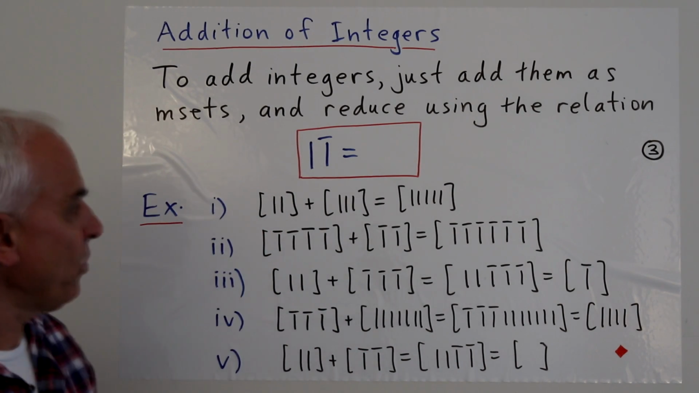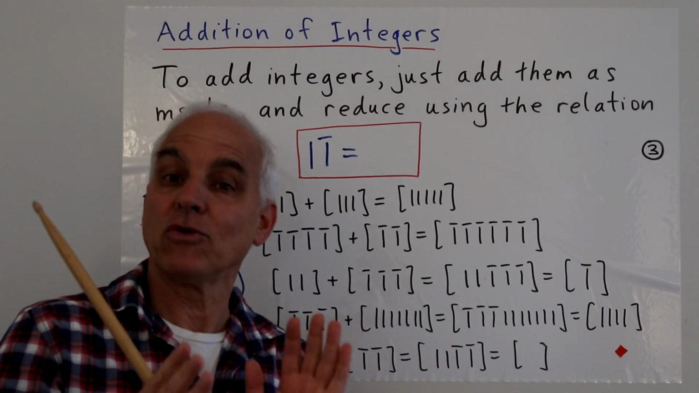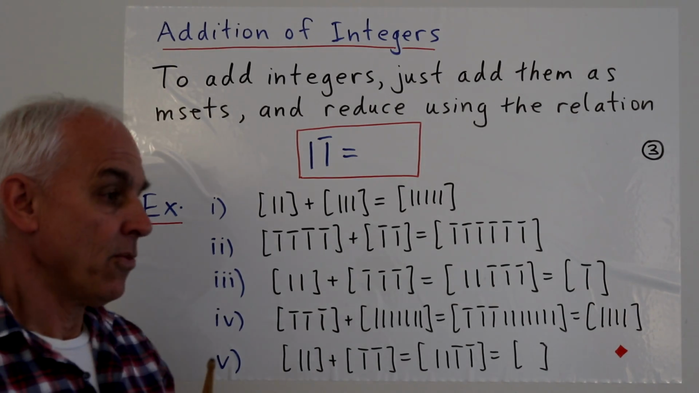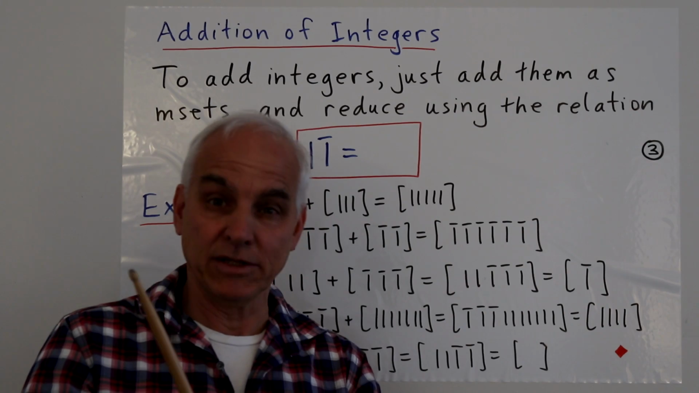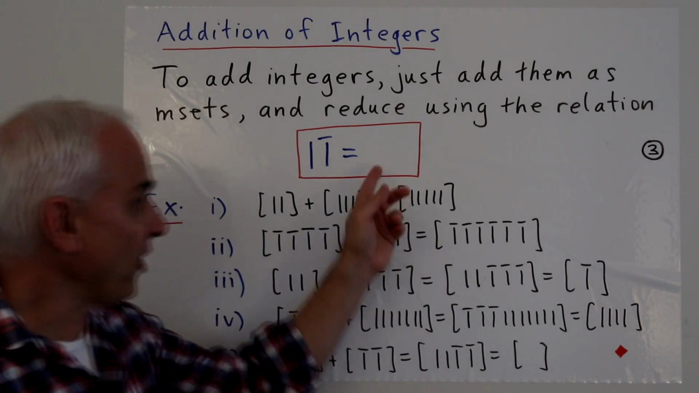And that's having to do with this reduction or this simplification due to this fundamental relation between our mark and our anti-mark. We've agreed that if we have a mark and an anti-mark together in the same multiset, that they cancel. They cancel to give us just nothing.